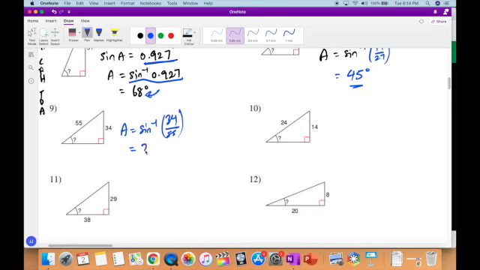Yes, 38 degrees. And over here, same thing. A is the sine inverse of the opposite, which is 14, over the hypotenuse, 24. So the sine inverse of 14 on 24.